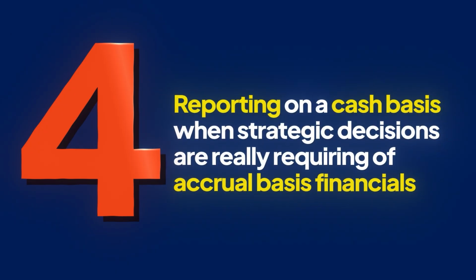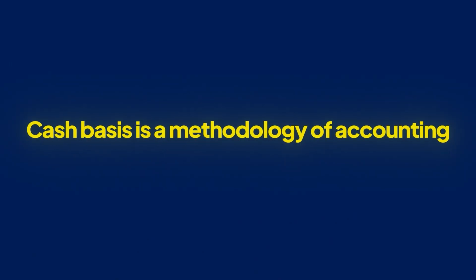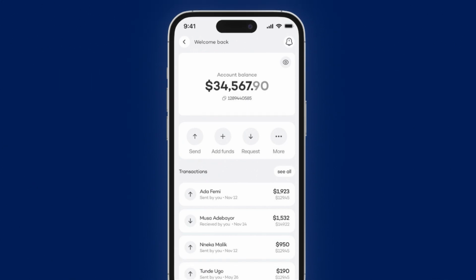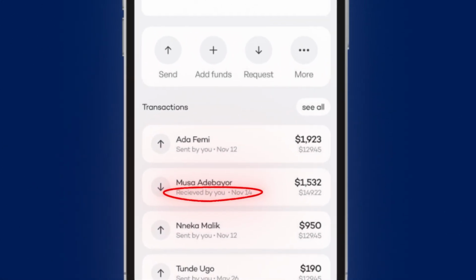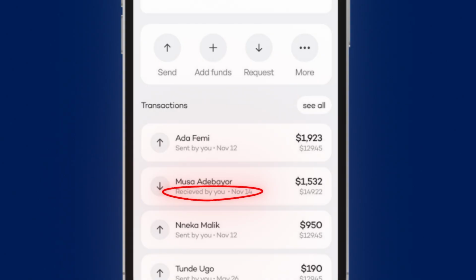The fourth most common mistake we see here is reporting on a cash basis when strategic decisions are really requiring accrual basis financials. So a quick sidebar on this, cash basis is a methodology of accounting that means when transactions come into the business, you are recognizing that transaction at the point in time in which the cash is received or the cash is outlaid.